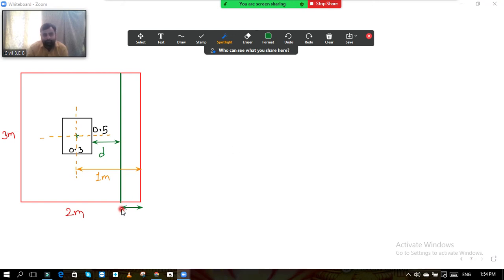Understand this. Now I want this dimension. So how much is it? If this total is 1, it is 1 minus d. This dimension is 1 minus d. Correct?